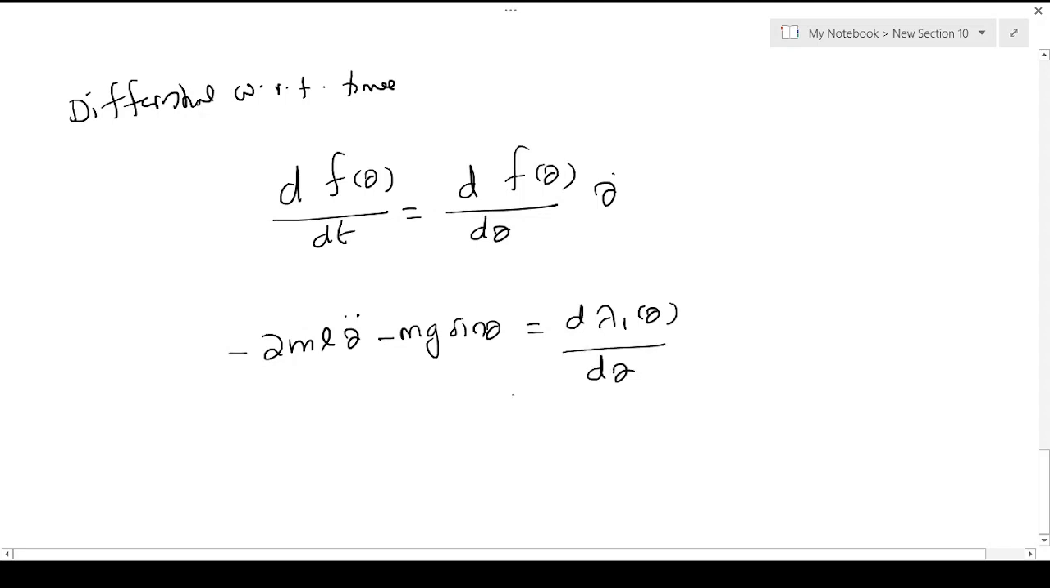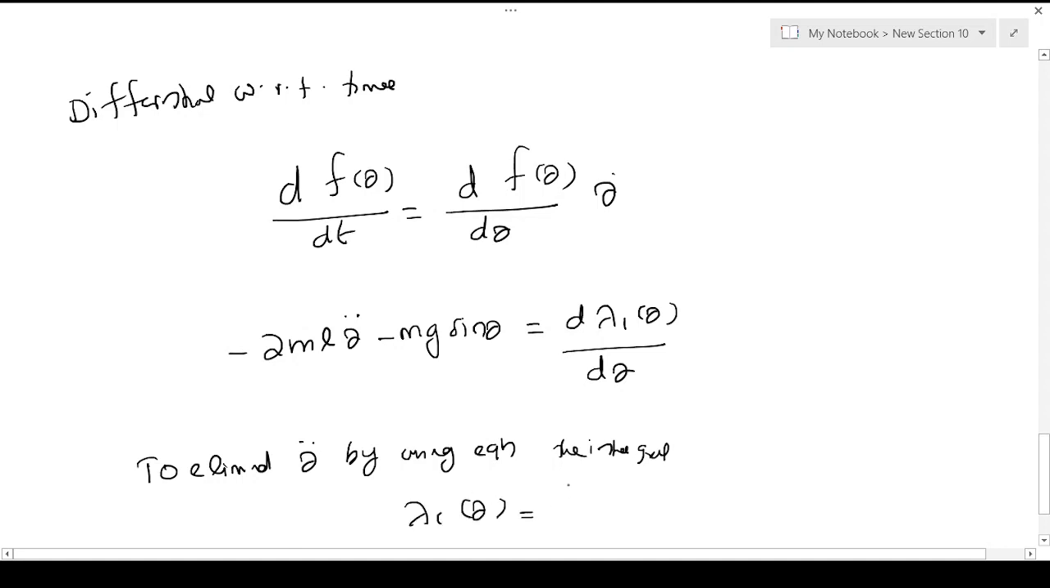Okay, so now if you want to eliminate the value of theta double dot in the equation by using the second equation, you can replace that. So then the integral becomes, in that case, lambda 1 of theta will be equal to, we will get finally, 3 mg cos theta plus c.